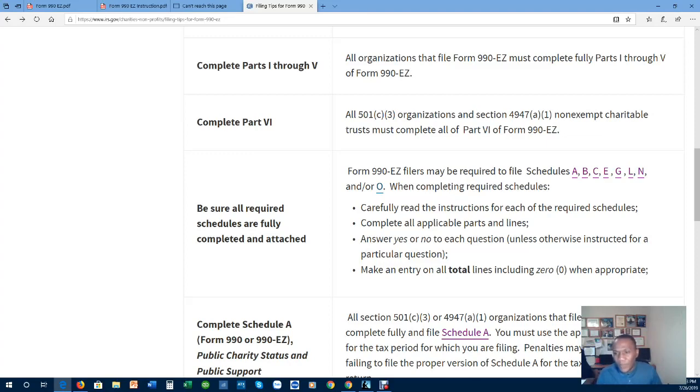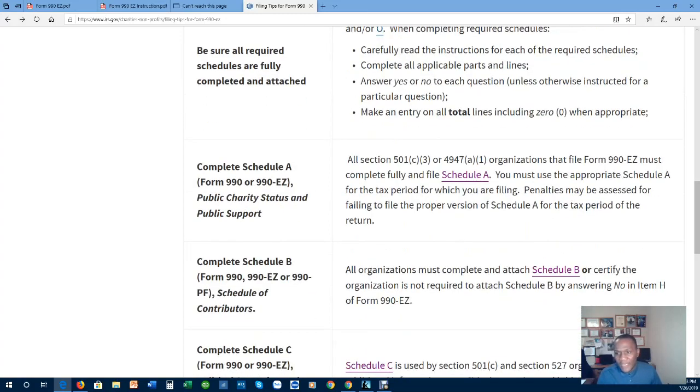Also complete all applicable parts and lines. Answer yes or no to each question, like we just said, unless otherwise instructed for a particular question. Make an entry on all total lines, including 0 when appropriate. If the line is not applicable, just put 0. Don't leave it blank.